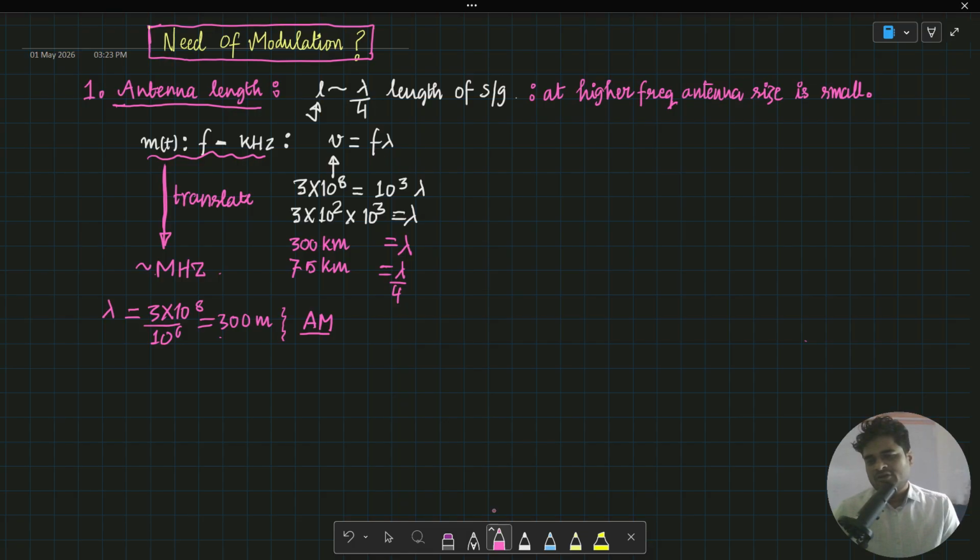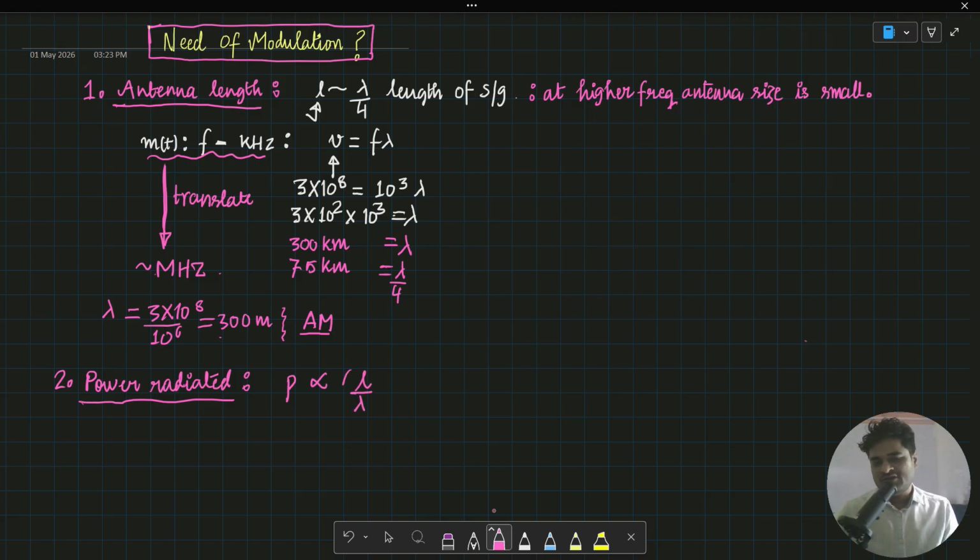And the second point is power radiated. This is called power radiated by antenna. We have to know this, because antennas are taught in the higher level courses. So the theory is that the power radiated by the antenna is proportional to the length of the antenna and inversely proportional to the square of the wavelength.